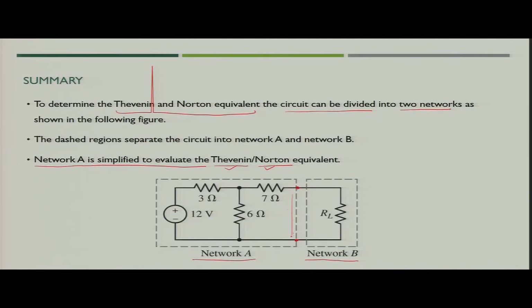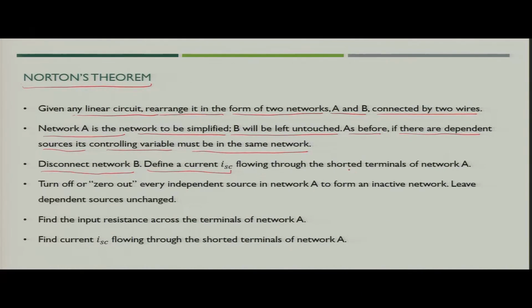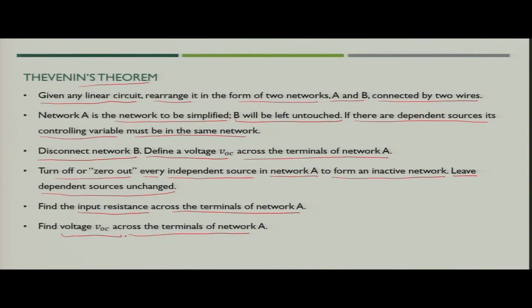So, you will short circuit these two terminals, and you find the value of short circuit current flowing through the shorted terminal of network A. Turn off or zero out every independent source in the network to form an inactive network, while keeping the dependent sources in the network. Now, again we have to find the input resistance. If you see Thevenin's and Norton's theorems, the input resistance is the same in both cases. The only change is the short circuit current, which we need to find in case of Norton's equivalent, while in case of Thevenin, we need to find the open circuit voltage.